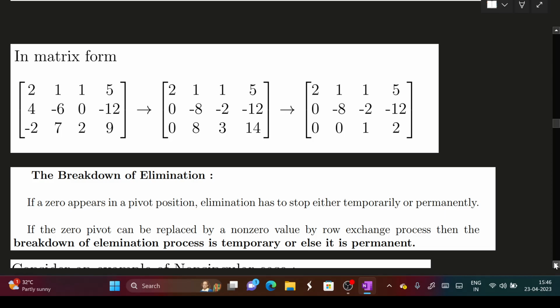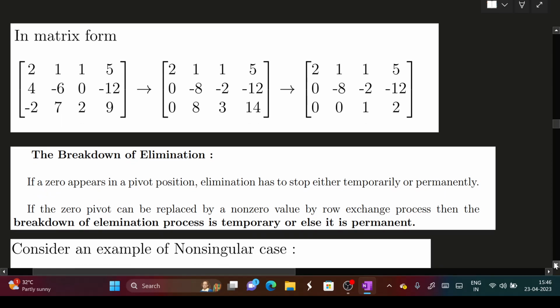During the process of elimination, there may be a possibility of breakdown. There are two types of breakdown. One is temporary breakdown, another is permanent breakdown. If a 0 appears in a pivot position, elimination has to stop either temporarily or permanently. If the 0 pivot can be replaced by a non-zero value by a row interchange or row exchange process, then the breakdown of the elimination process is temporary, or else it is permanent.